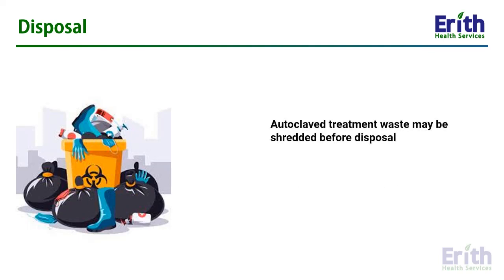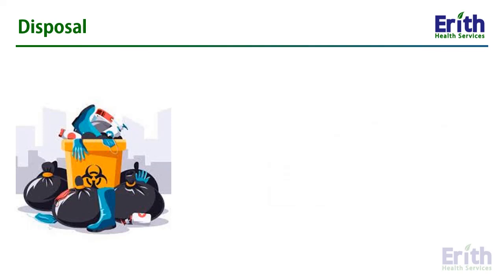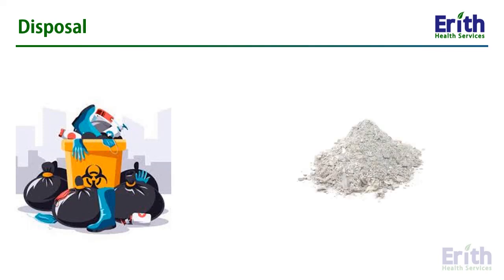Autoclaved treated waste may be shredded or compacted before disposal. This means an extra cost. If waste is incinerated, the ash and residues must be properly packaged and disposed at a hazardous waste cell. Where such facilities are not available, they can be immobilized with cement and dumped at the municipal dump site. Burying ash residues in an unlined open pit at health facility premises or elsewhere is not recommended or acceptable.